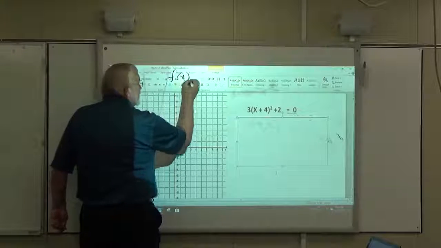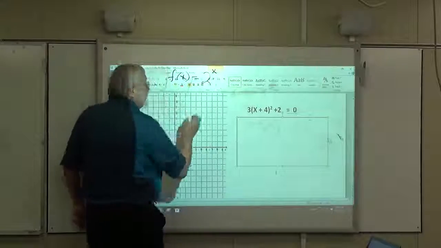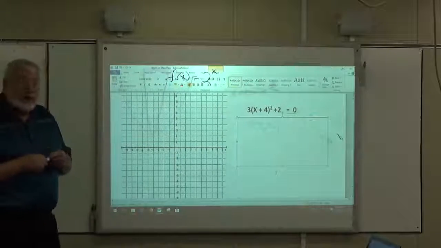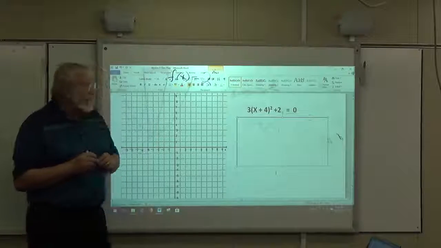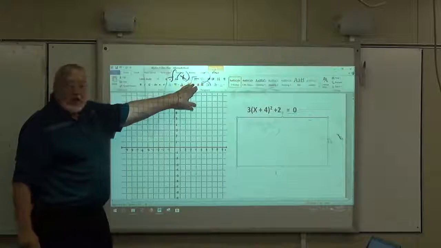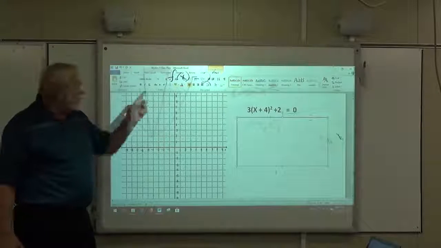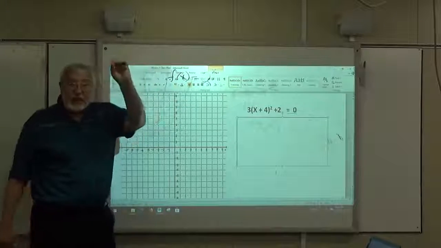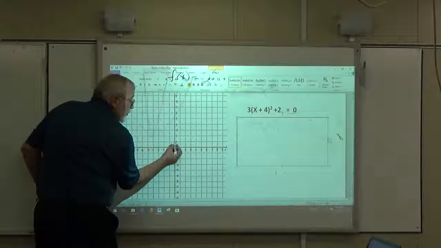F of x equals 2 to the x power. All right, now I'm going to introduce where we're going in chapter 6, just for a second. What is the value of this function when x is 0? 2 to the 0 power is 1. So when x is 0, y is 1.